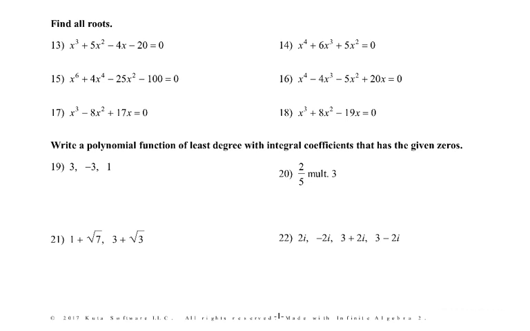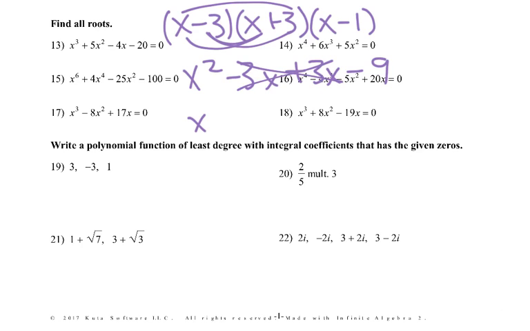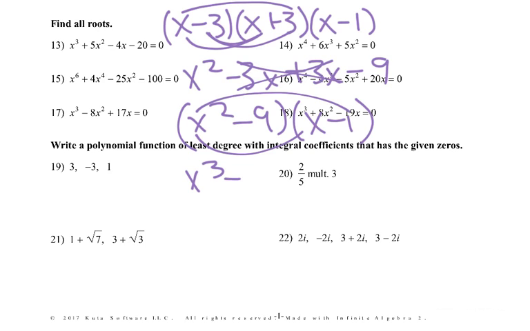Okay, now on the next ones, we're going backwards. Now we're given the roots. This time we're going to make the equation. So, remember, we start out and it'd be x minus 3, because you do the opposite when you find their factor. Then x plus 3, then x minus 1. Then we multiply to get x squared minus 3x plus 3x minus 9. So those would cancel out, so x squared minus 9 times x minus 1. So we get x cubed minus x squared minus 9x, and then plus 9.